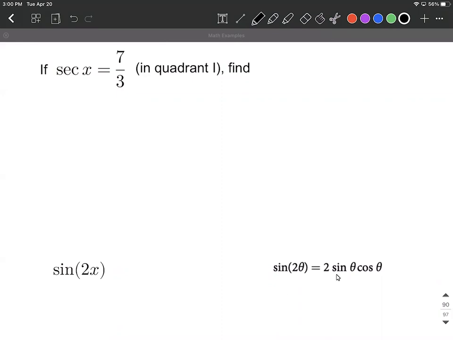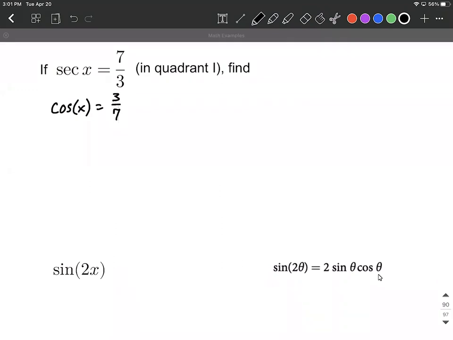To fill in for this, what we're going to need to do is know sine of x and cosine of x. Right now, we don't have either one technically, although we can pretty easily get the cosine of x: it's going to be 3 divided by 7 because it's the reciprocal of secant. Now the goal is to find sine of x.